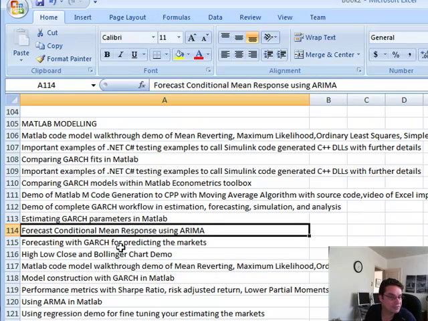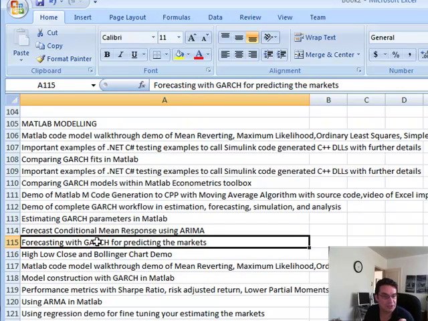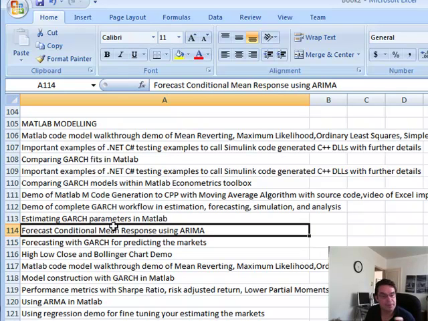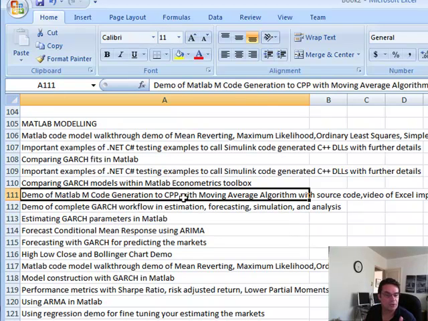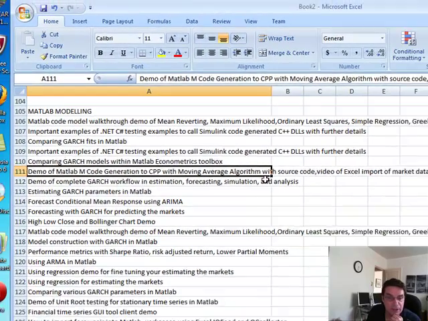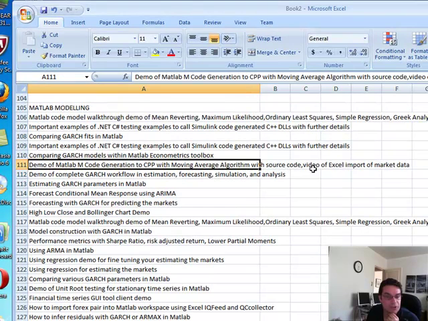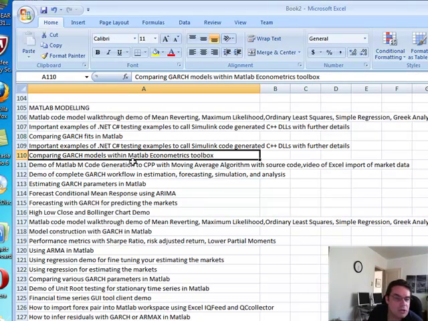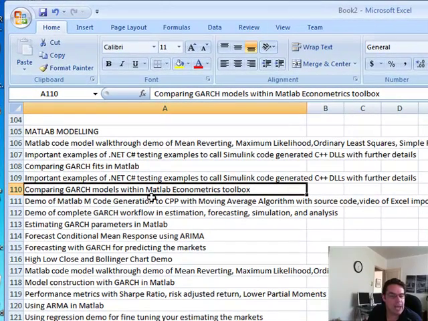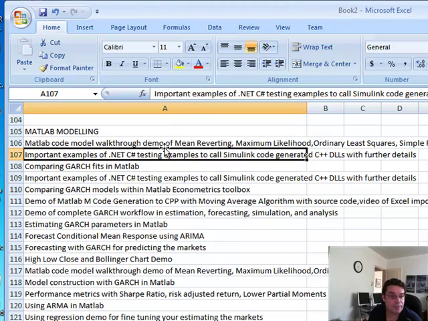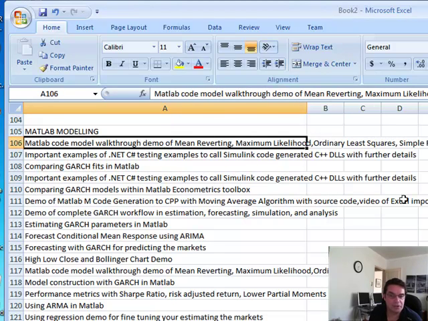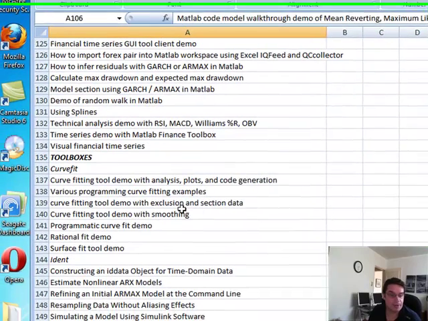Now, a lot of this also focuses on forecasting. GARCH is really good. ARIMA's really good, but they're different, but I show that. Also, there's a lot of integration with C++ and Excel. Here's an interesting one. Excel importing with market data, using the MATLAB Econometrics Toolbox. And again, GARCH, lots of GARCH. Mean reversion. Okay, we've talked about that.